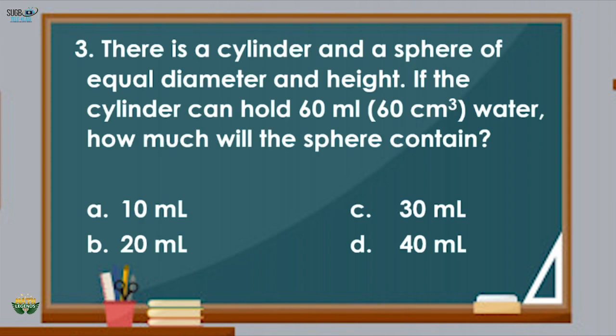There is a cylinder and a sphere of equal diameter and height. If the cylinder can hold 60 milliliters or 60 cubic centimeters of water, how much will the sphere contain? Very good. The answer is D.